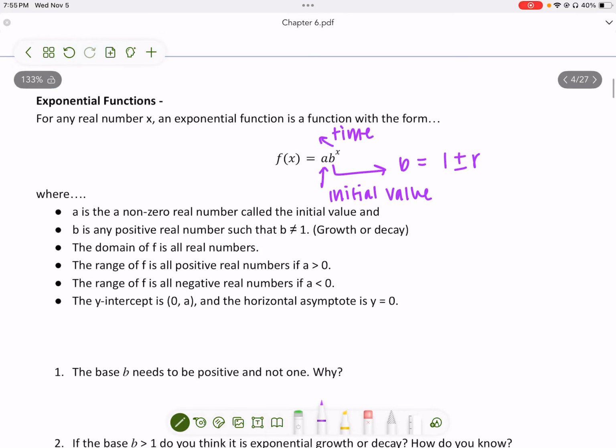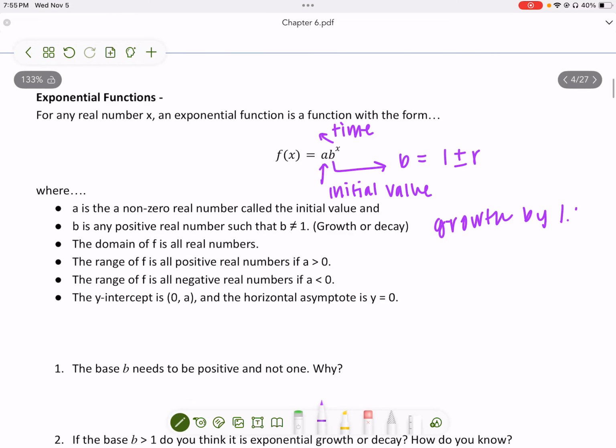Let me pop over here really quick. So if I have growth, let's say by 1.5%, I'm going to have B equals 1 plus the decimal version of that. So that's going to be 1.015. That would be my B value.